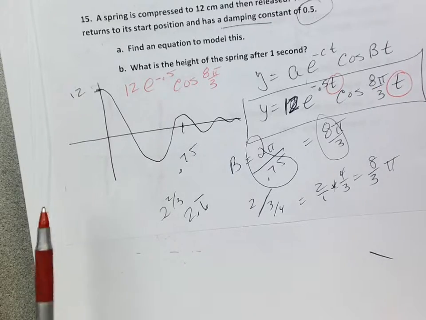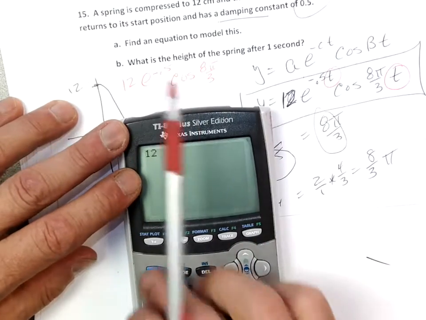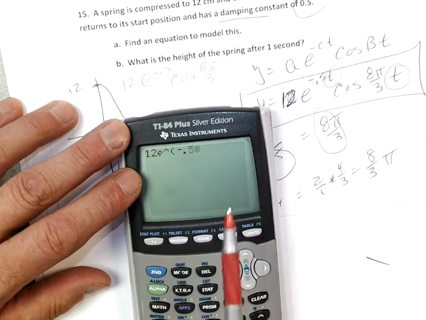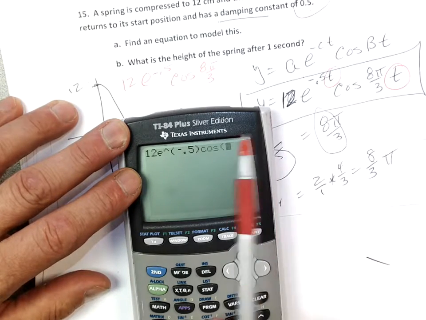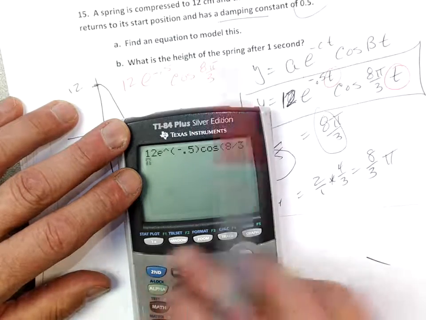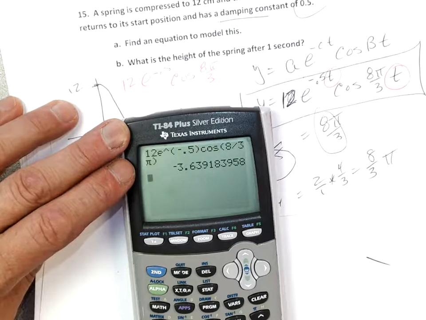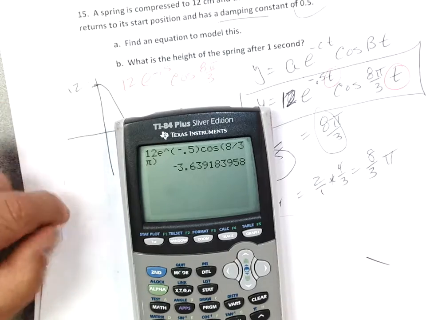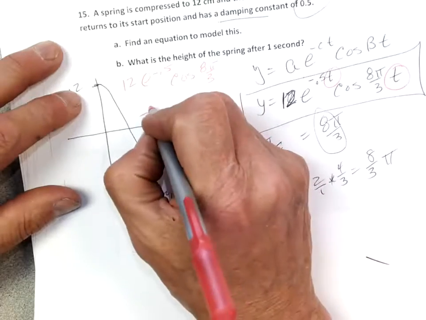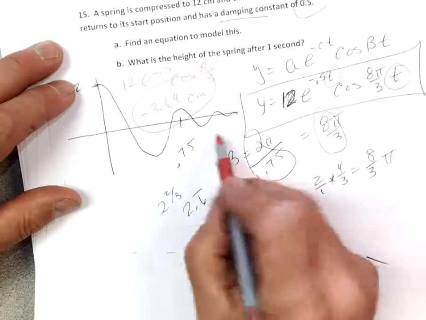So then let's use my calculator. I'm going to go 12 e to the negative 0.5 times cosine of 8/3 pi, and about a negative 3.6 would be the height in centimeters. Negative 3.64 centimeters. So it's down here somewhere.